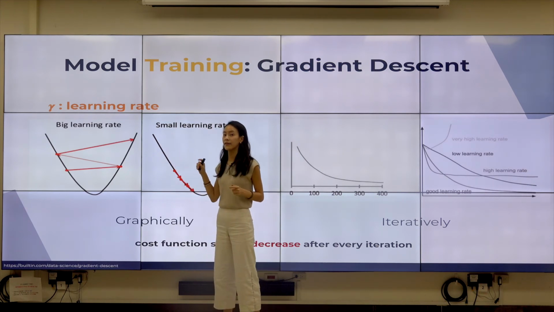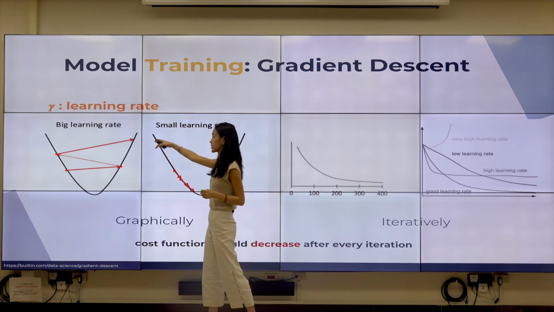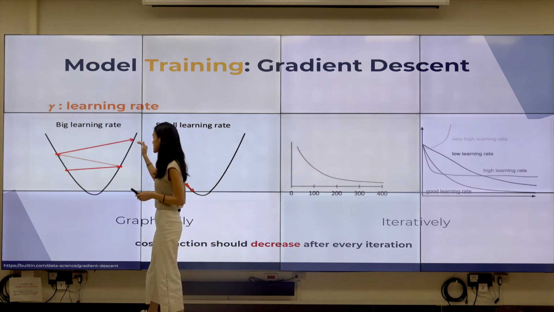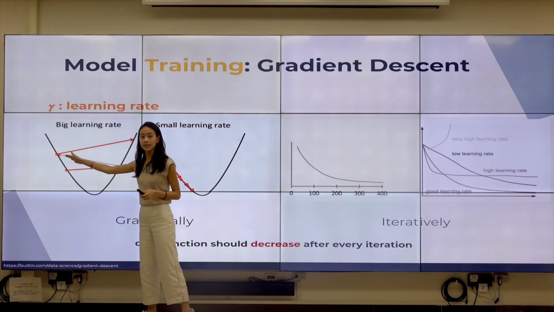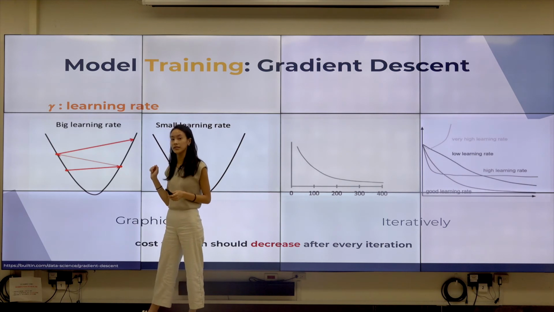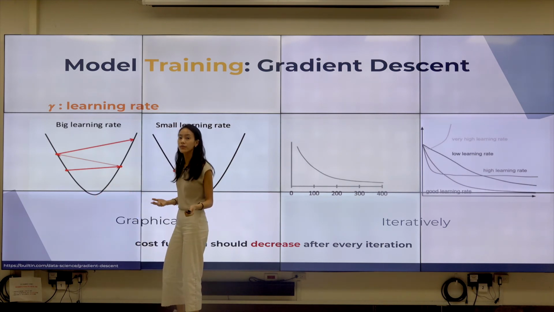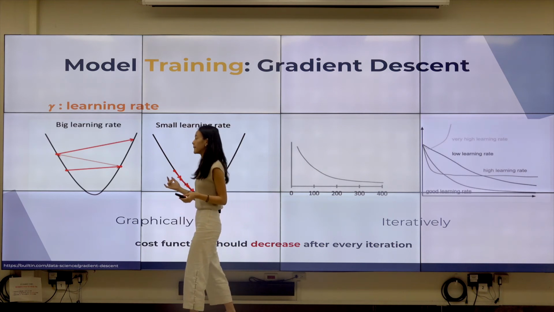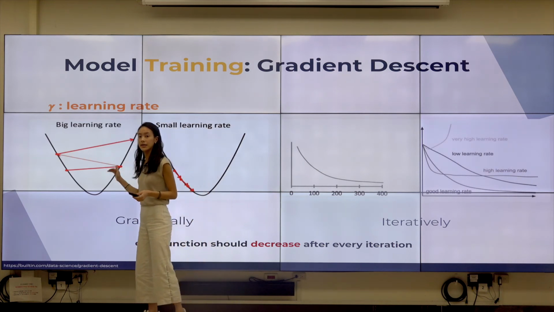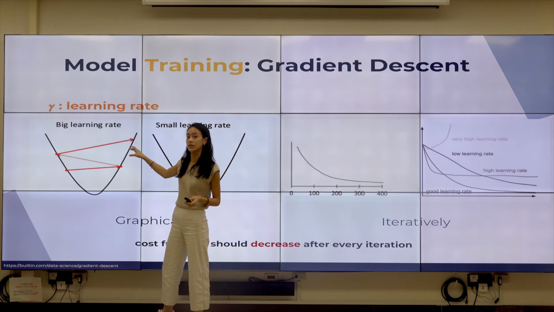Starting off, if we have a very big gamma, so a very big learning rate, what ends up happening is that it would jump around constantly to the different sides of the convex function until it reaches that minimum point. And yes, sometimes it would reach that minimum point, sometimes it wouldn't. But obviously this isn't what the aim is. So this is what happens if your learning rate is way too big.